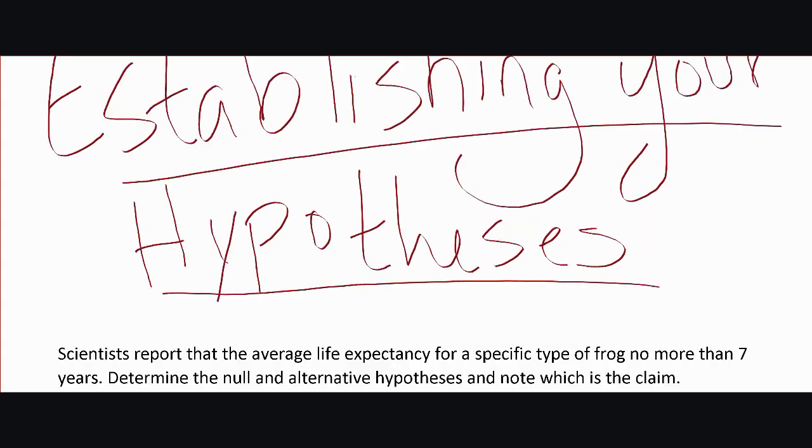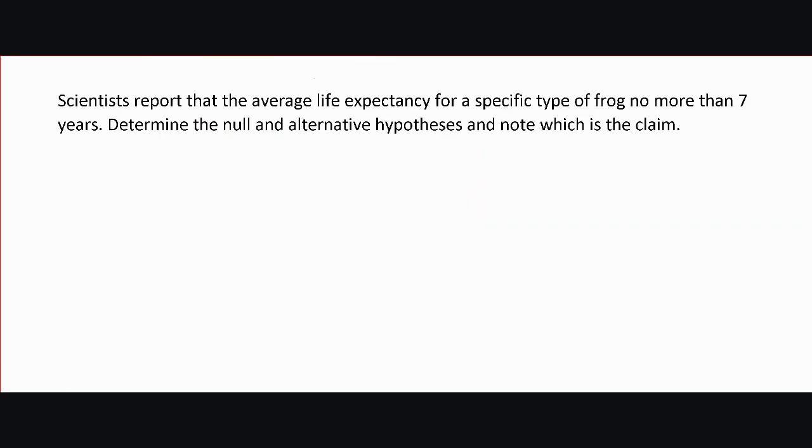So, first of all, let's look at this. Scientists report that the average life expectancy for a specific type of frog is no more than 7 years, and determine the null and alternative hypotheses and note which is the claim. Okay, so that is the problem here. This is a fairly standard problem that you'll be seeing when it comes to hypothesis testing. Identify the null and alternative hypotheses and then determine the claim.